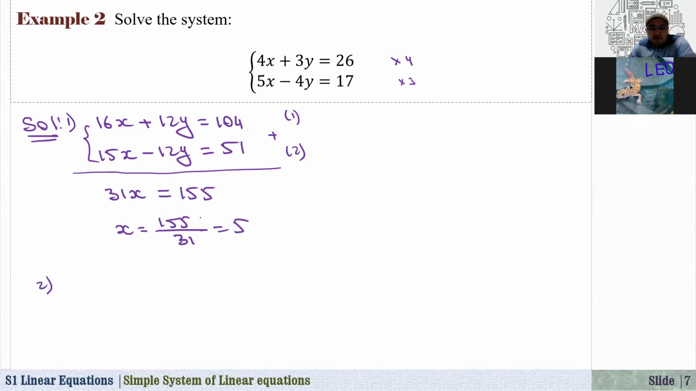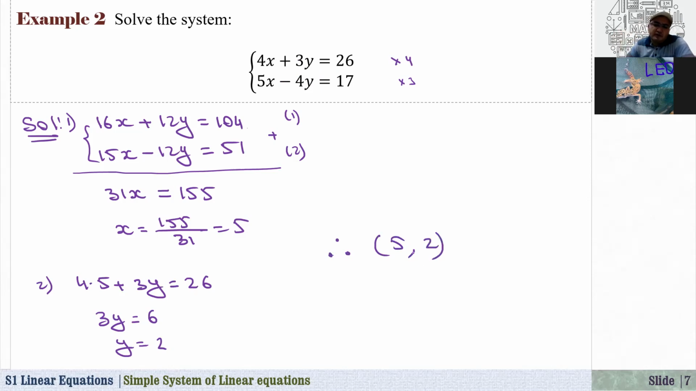The next thing is I have to find the value of y. I need to substitute the value of x into the first or the second equation. Again, have a look. Which equation looks simpler to calculate? Actually, both look simple. So I'm going to substitute this value into the first equation. So here we have 4 times 5 plus 3 times y is equal to 26. Now from here, 3y is equal to 26 minus 20, that's equal to 6. y is equal to 2. So the solution of this system is 5 and 2.